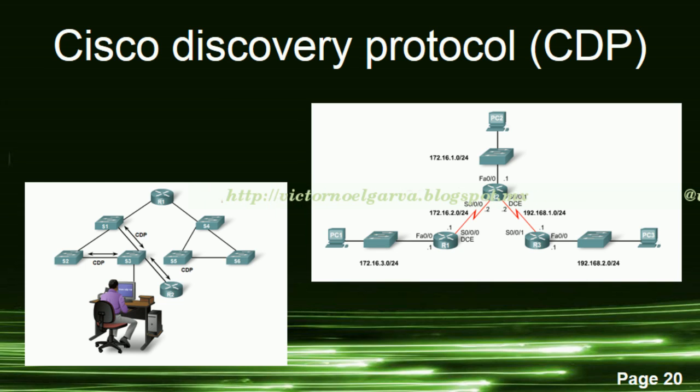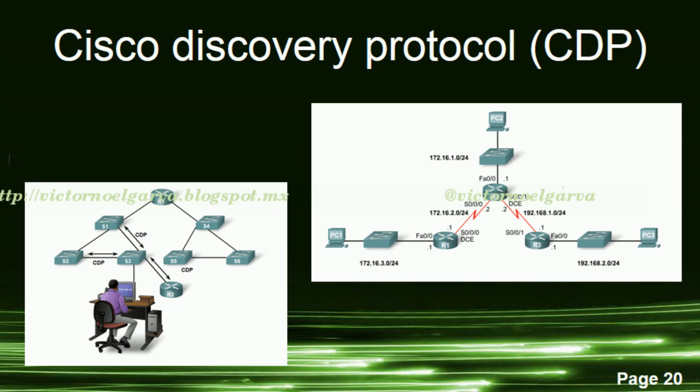If we connected R1 and R3 with a cable and configured each with an IP address from the same network, then they would be neighbors. Layer 2 neighbors. CDP operates at Layer 2 only. Therefore, CDP neighbors are Cisco devices that are directly connected physically and share the same data link.